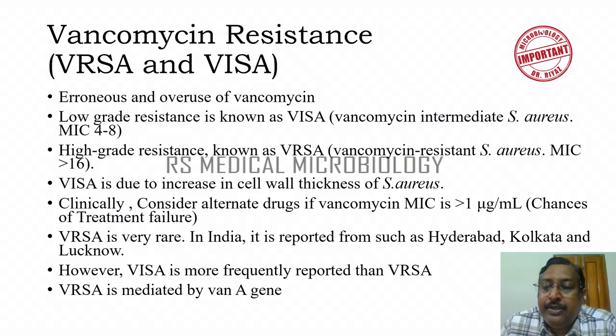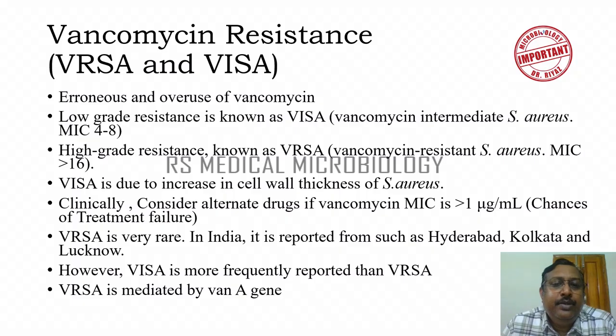This is one of the important topics, that is your vancomycin resistance. So you have two types, the VRSA and VISA. That is because of overuse of vancomycin. The low-grade resistance is known as the vancomycin intermediate Staphylococcus aureus, where the MIC is somewhere between 4 to 8. If the MIC crosses 16, it is called a VRSA or vancomycin resistant Staphylococcus aureus. Now, this intermediate type is because of the thickening of the cell wall of Staphylococcus aureus. But clinically, whenever there's an MIC more than 1, it has to be considered as VRSA only, as the chances of treatment failure are quite high.